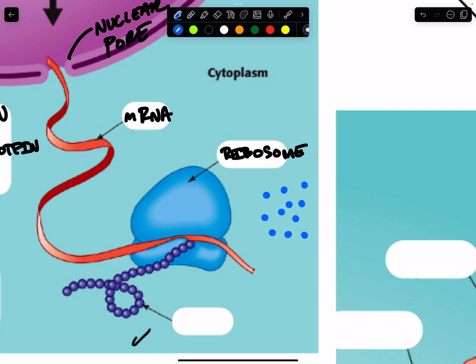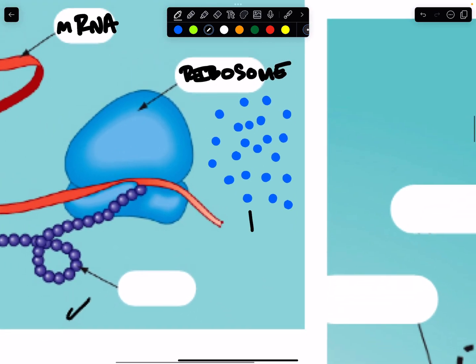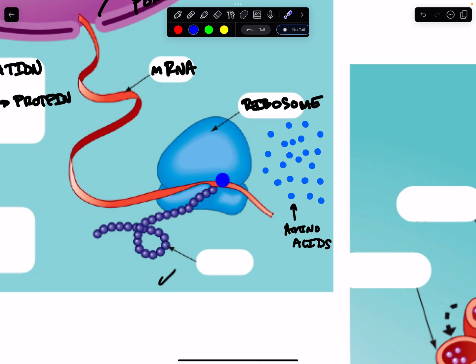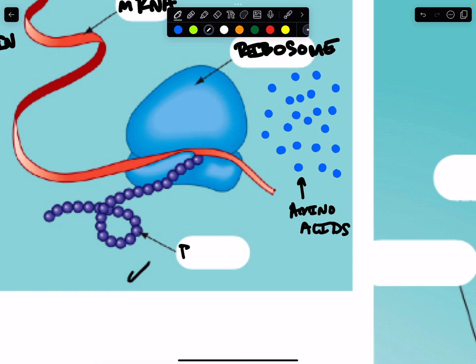There are a bunch of amino acids that are just free floating in the cytoplasm. And so the ribosome grabs these amino acids, or it grabs a specific amino acid. It's going to read the mRNA message, and then it's going to grab whatever amino acid is indicated in the message, and it's going to add it to this side of the growing polypeptide chain. So this here is a polypeptide.